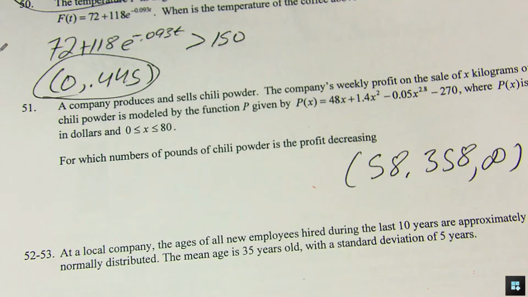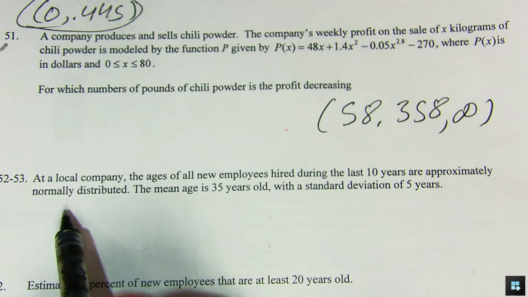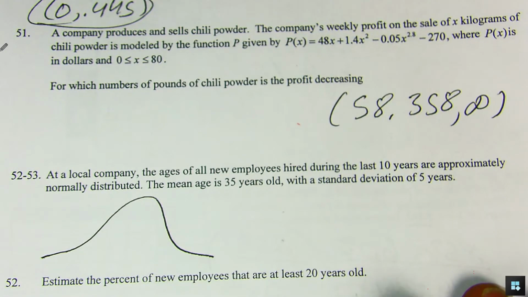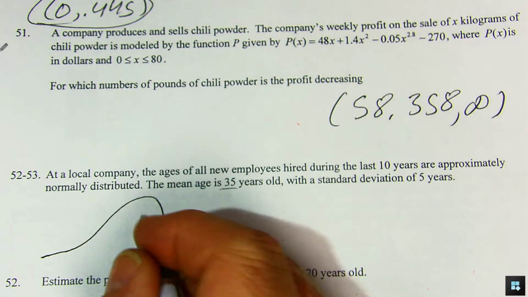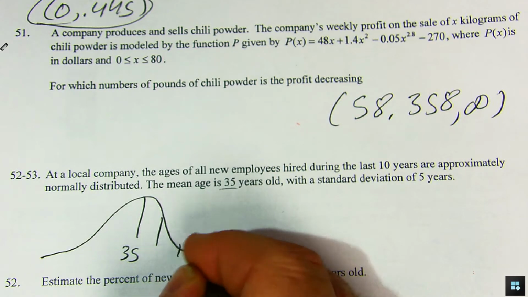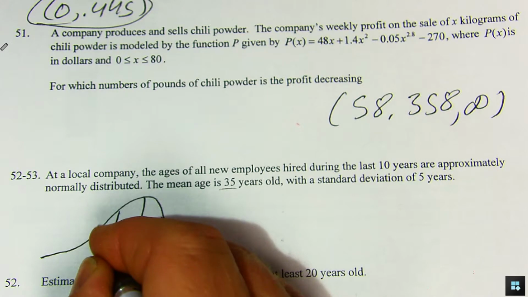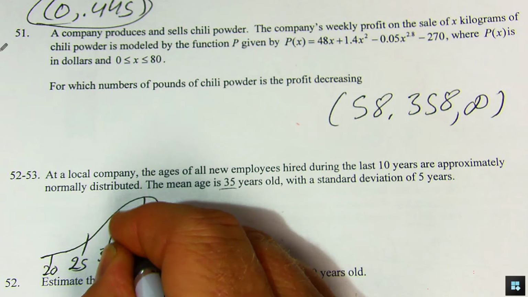Local company, age is all okay. Our last stage is approximately normally distributed. So if I were you, I'd draw a normal distribution curve. It says the mean is 35, standard deviation of 5. So that's 40, 45, 50, 30, 25, 20. Remember your percentages.